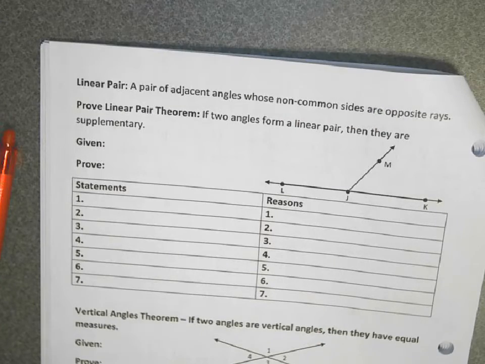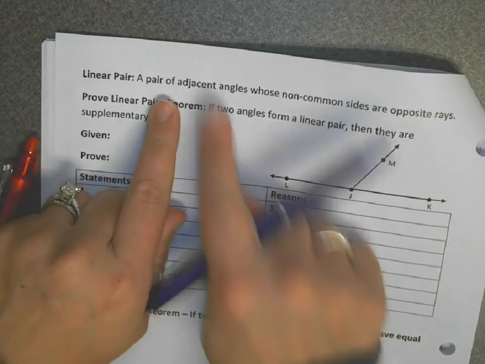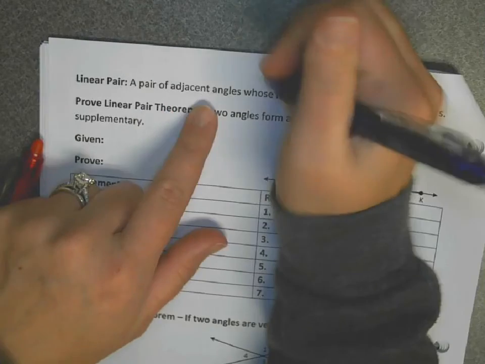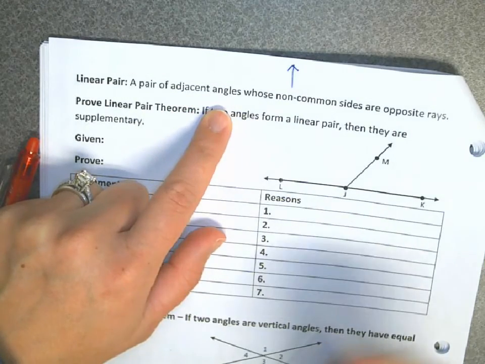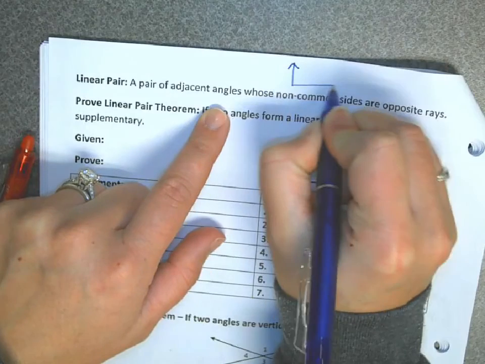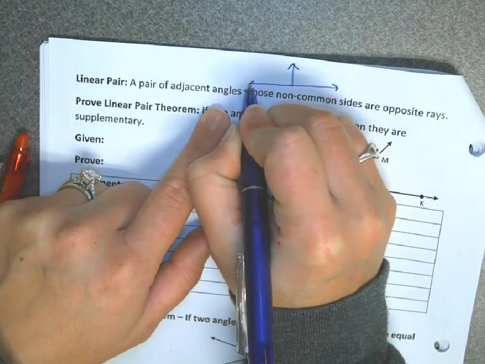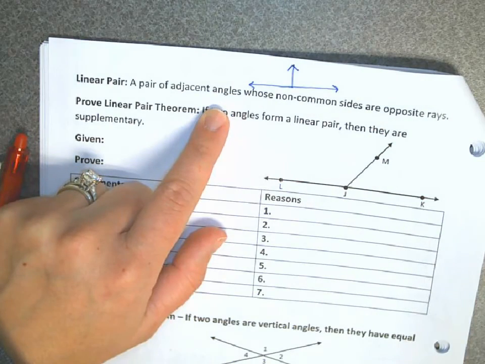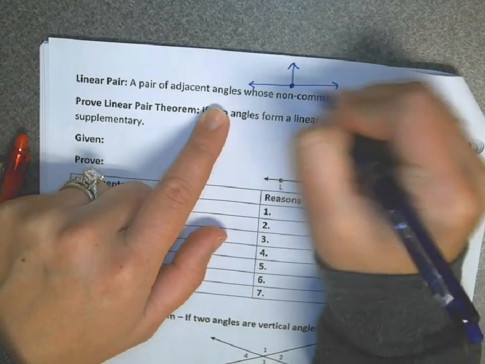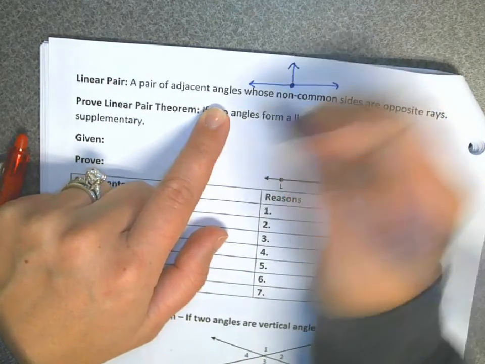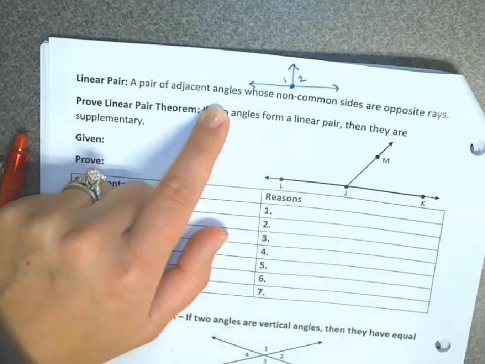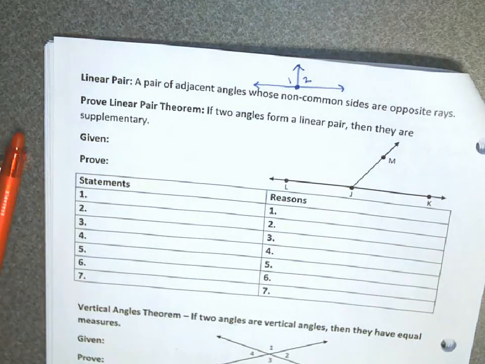So let's draw what a linear pair looks like. A pair of adjacent angles, meaning they have to have a common ray, and their non-common rays are opposite rays. Do you remember what opposite rays mean? It means that they form a line. So they're all on the same line. They go in opposite directions. So this would be angle 1, that would be angle 2. 1 and 2 are a linear pair. That's the proper definition of a linear pair.